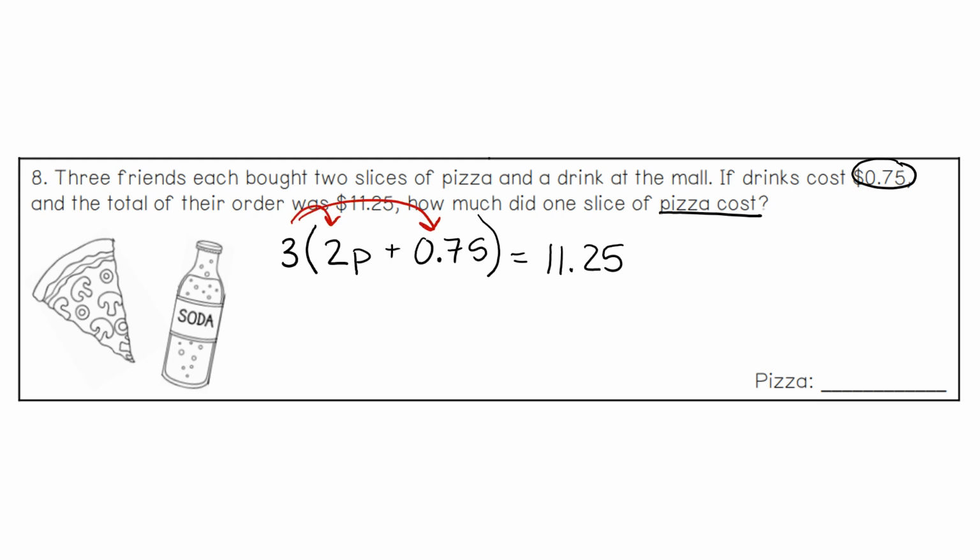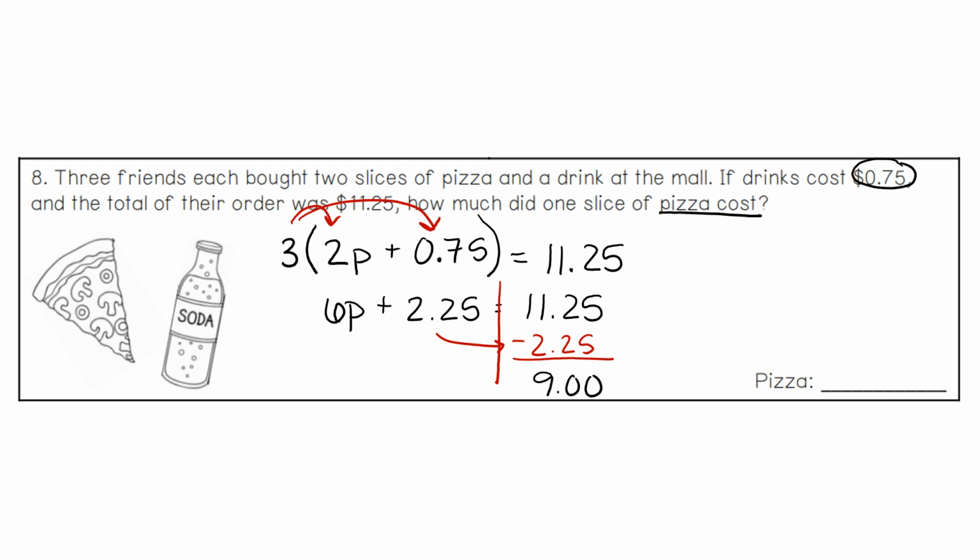3 times 2 would give us a total of 6 pizzas. 3 times 0.75 gives us $2.25 spent on drinks. We start by solving the equation. We subtract out the drinks, the $2.25, to get an answer of $9. We then divide by our 6 slices of pizza, and we get an answer of 1.5, which in terms of money represents $1.50.